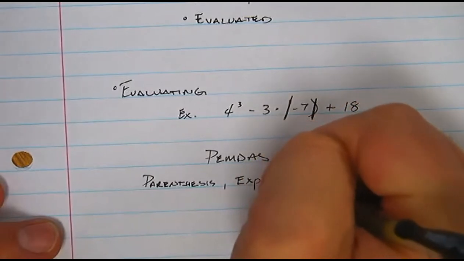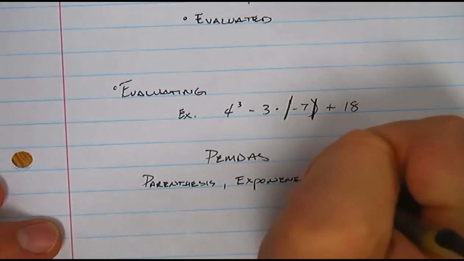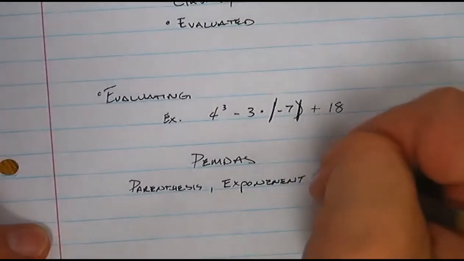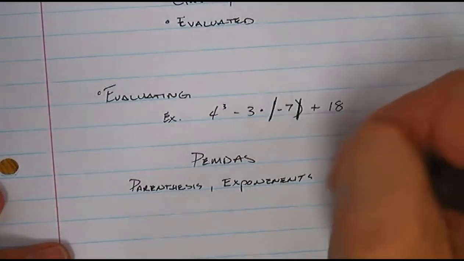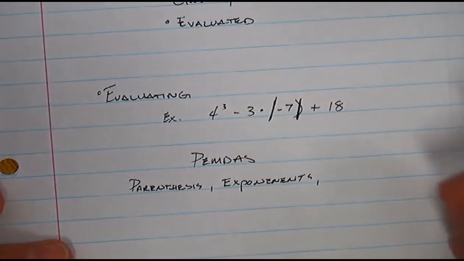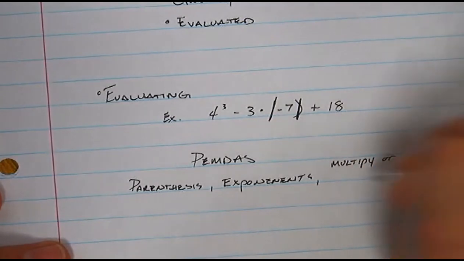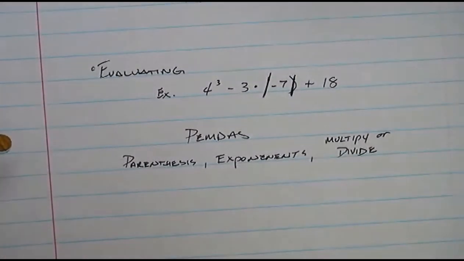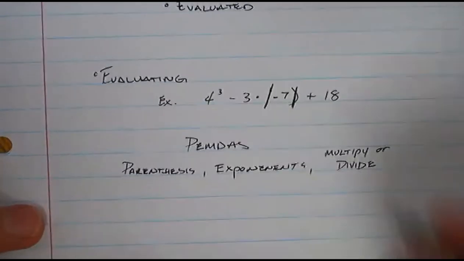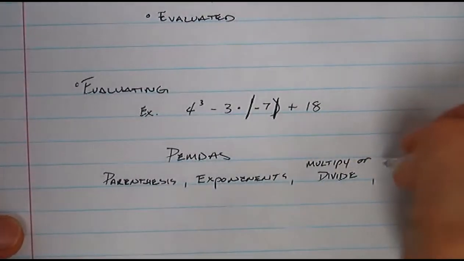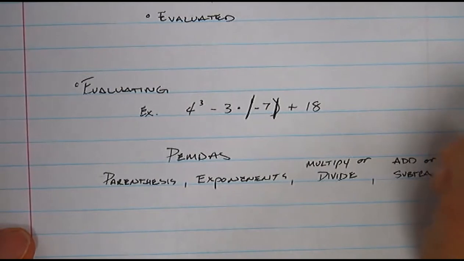Now, if you're not familiar with PEMDAS, that's unfortunate, but we have parentheses, exponents, and then this is where a lot of problems come in, because it's not multiplication then division. It's actually multiply or divide, depending on which one comes first. So if division happens first, then you would divide first. If multiplying happens first, then you would multiply first. And the same thing goes for add or subtract. It really depends on which one happens first.